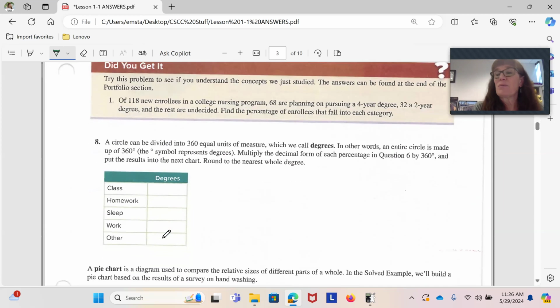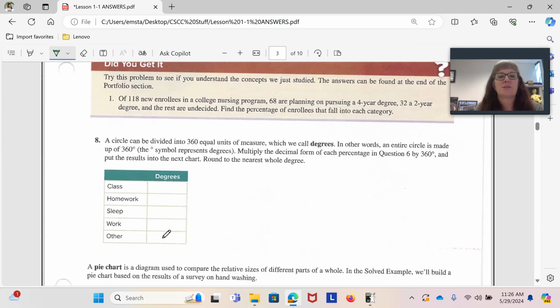Number 8 is where we get into something really important. This is on page 5 still of the textbook, and it talks about a circle. There's a lot of information packed into number 8. A circle is divided into 360 degrees.